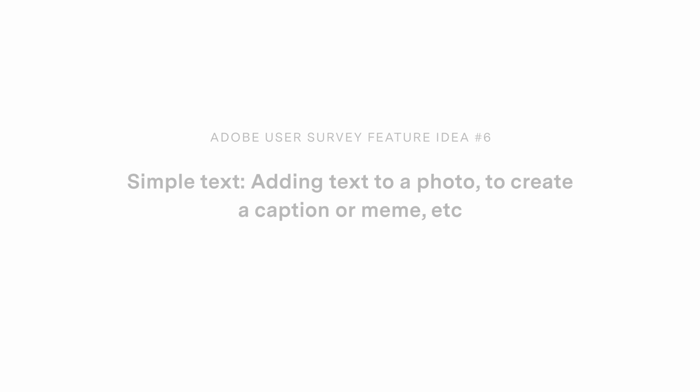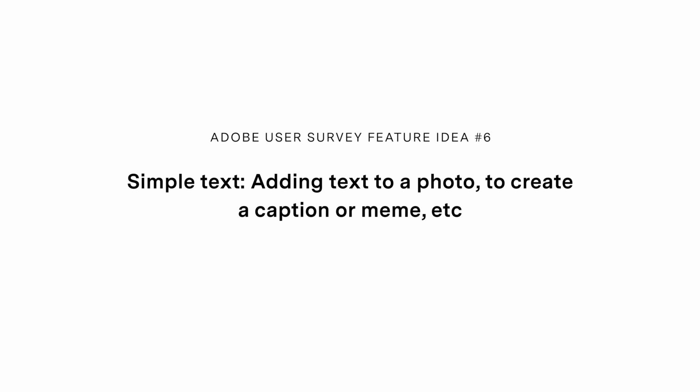Okay, feature idea number 6, simple text, adding text to a photo to create a caption or meme, etc. Similar to my earlier point about animated GIFs, I don't know that Lightroom is really the best place to be doing this. Maybe I'm wrong, maybe some of you would disagree. Although I could see it being helpful if, say, you wanted to annotate an image for a client, put some notes on top of an image, or point something out, or something to that effect.